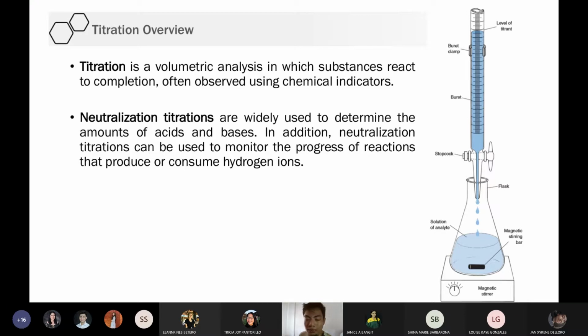So kunwari, gusto mo alamin gaano karaming protein meron sa isang food product. So pwede ka gumamit ng neutralization titration in the process called Kjeldahl method, no? So di na natin discuss 'yon in depth kasi pang BS Chem na siya. Although makikita niyo 'yan sa textbook niyo. Okay? So yan. So as you can see, there are lots of forms of titration. However, we are focused on the neutralization concept only. The reaction of acids and bases to produce salt.